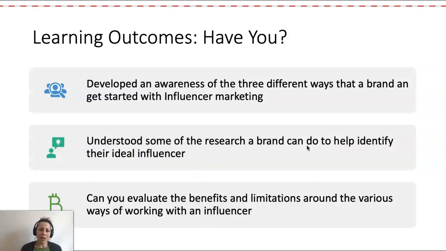Reflecting back on the learning outcomes, hopefully you've developed an awareness of 3 different ways in which a brand can get started with influencer marketing: direct, using a platform, or using an influencer agency. Hopefully you've understood some of the research a brand can do to help identify the ideal influencer. You can look at search engine result pages, so use Google and use keywords that relate to topics or the problem that your particular project is resolving. You can also use social media analytics tools such as Keyhole and BuzzSumo, do hashtag research, and also look at an existing audience to see if there are any very influential members of that audience.